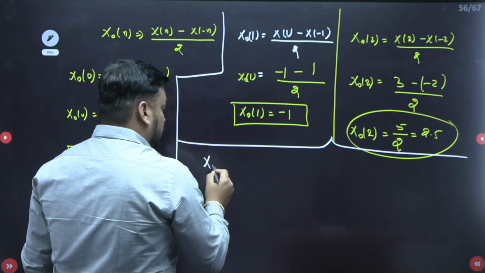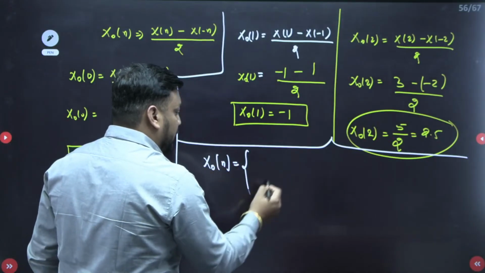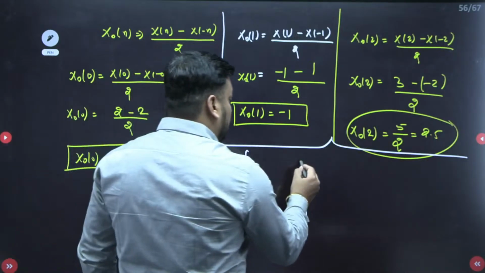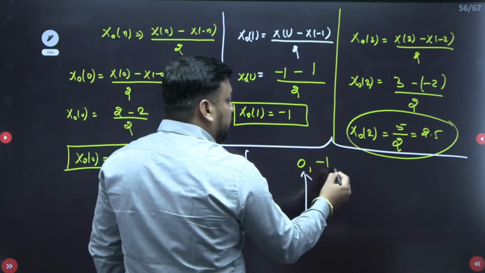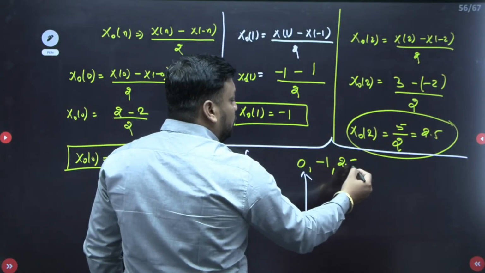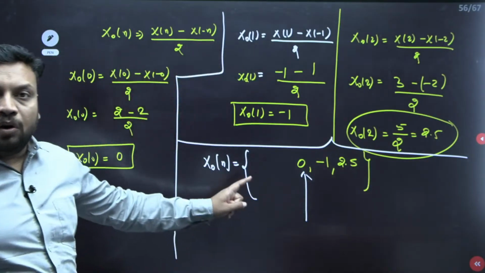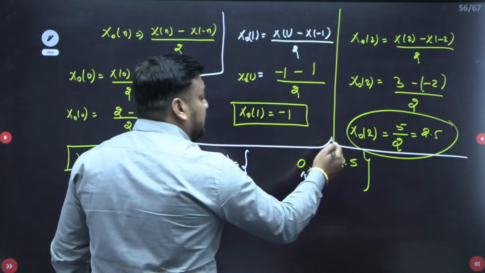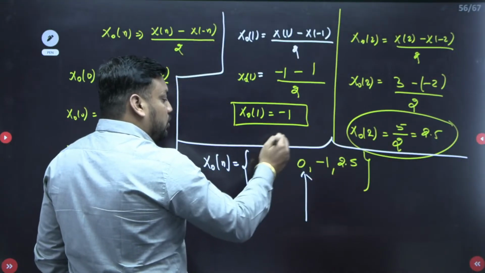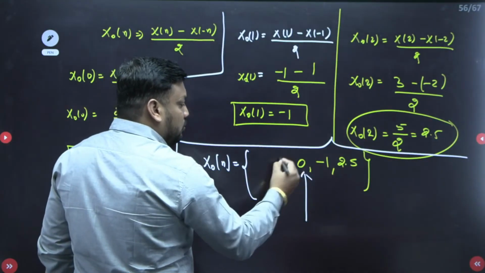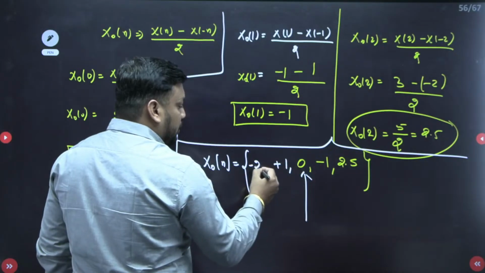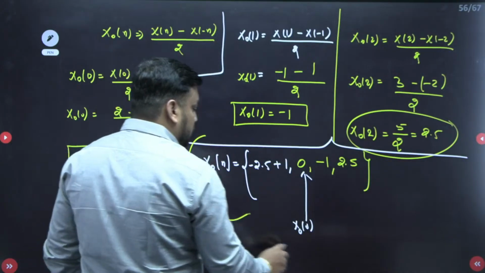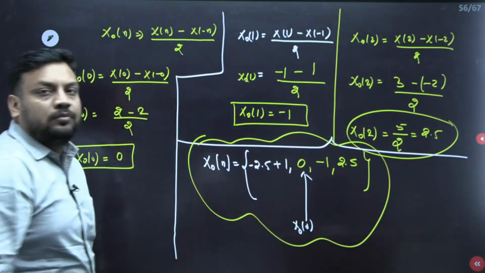So now I am writing x odd part of n finally. So here is the origin. The odd part of 0 value is 0, odd part of 1 value is -1 and odd part of 2 value is 2.5. And because it is the odd signal, it must be symmetrical about the origin. It means whatever signal value is here for x[1] and x[2], we have to take a negative sign for the same. So minus will become +1 here and it will become -2.5. I hope this even and odd component is clear to you.